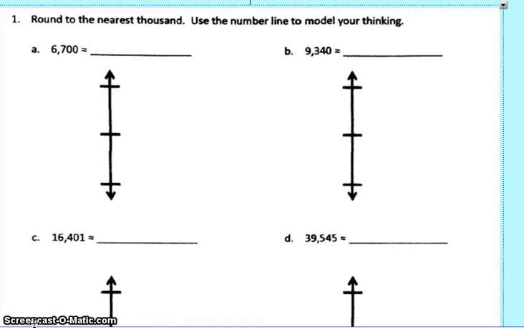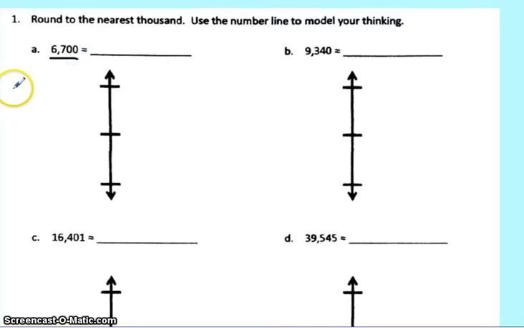This is homework help for October the 16th for rounding numbers to the nearest thousand. Alright, so let's take a look at your homework. We were using a vertical number line to help us round our numbers to the nearest thousand. So let's take a look at the first number here for rounding this to the nearest thousand.